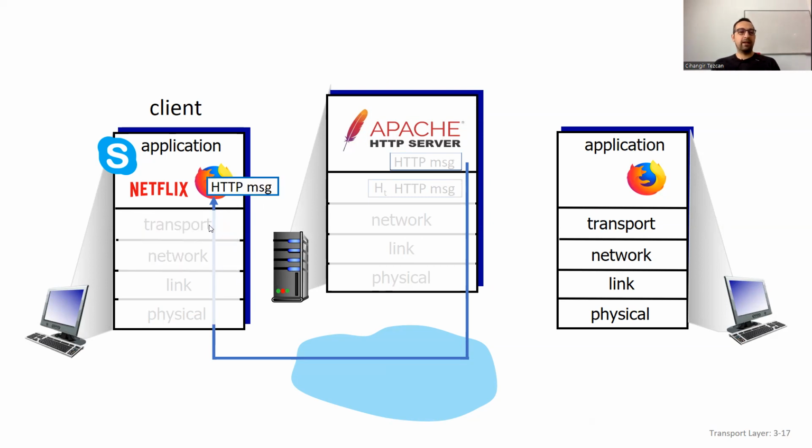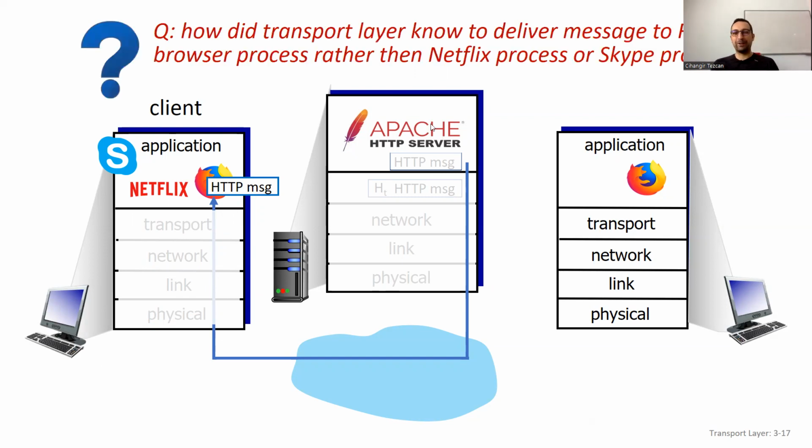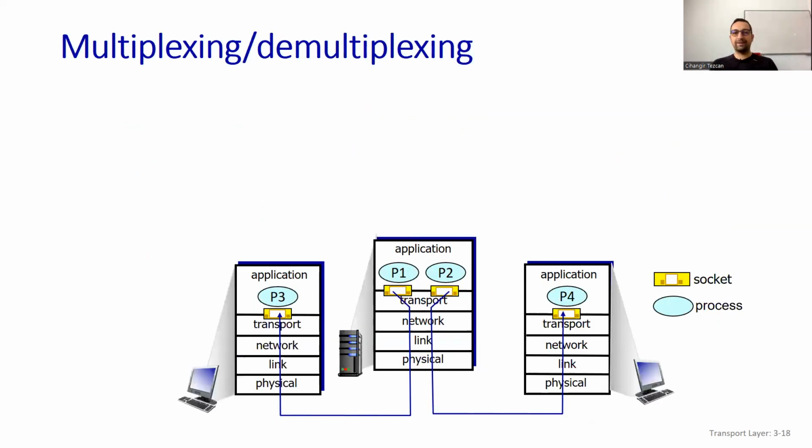You receive it, and now the transport layer knows which application this message is intended for. Since this is an HTTP message, the transport layer sends this to your browser here, okay, not to Netflix or Skype. This also shows that the slides are old, because people are using Zoom instead of Skype in 2023. But anyway, the question is, how did the transport layer know to deliver the message to the Firefox browser process rather than the Netflix or the Skype process? That is the question. This is what multiplexing and demultiplexing is used for.